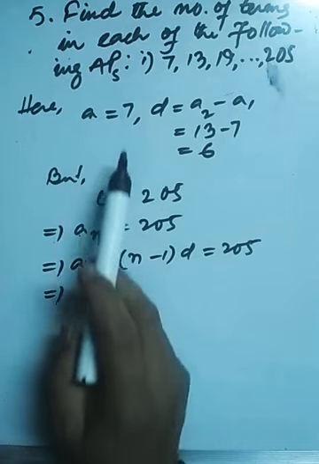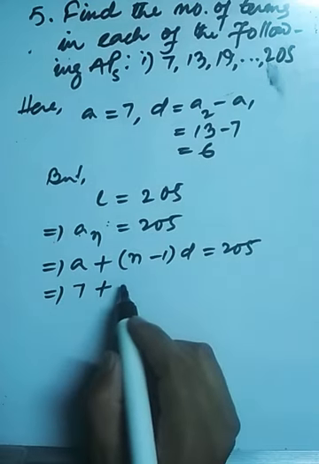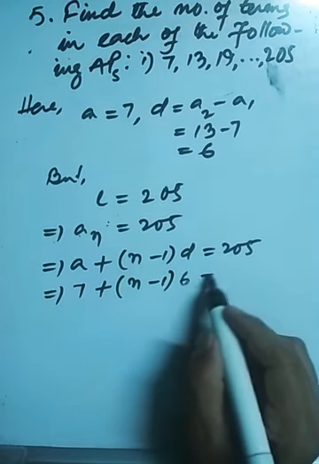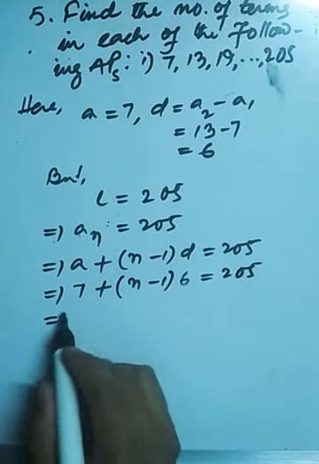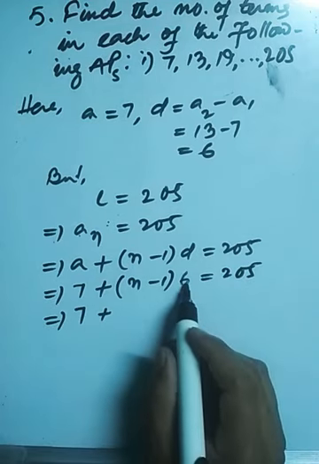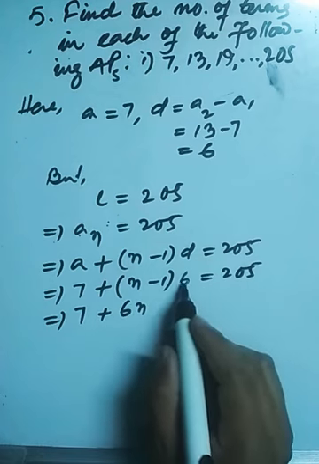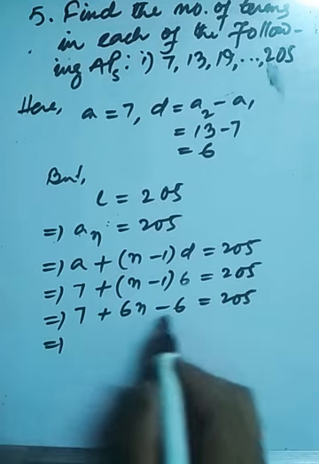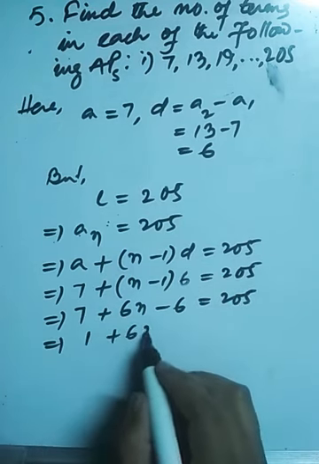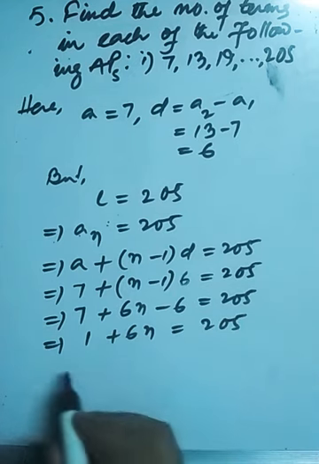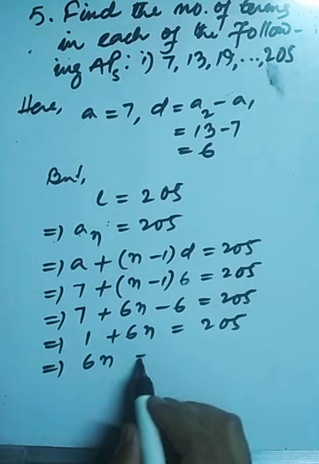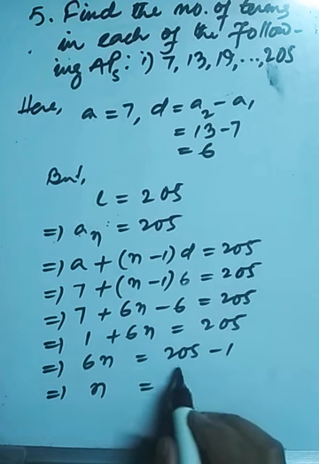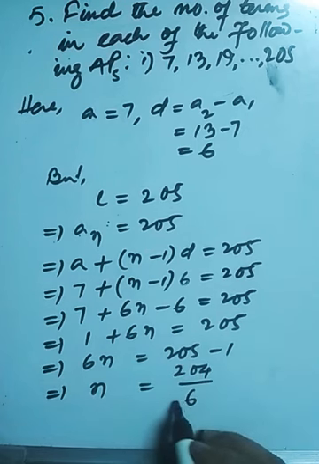So A means we get here 7. So 7 plus (N minus 1) whole, the value of D is 6. Then we'll get 205. So here 7 plus 6 into N, we'll get 6N. 6 into minus 1, minus 6. Then 205. 7 minus 6 is 1, plus 6N equals 205. Then 6N equals 205 minus 1. So the value of N will be 204 divided by 6.